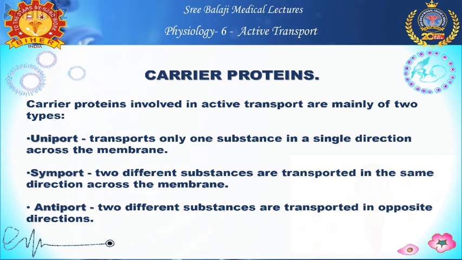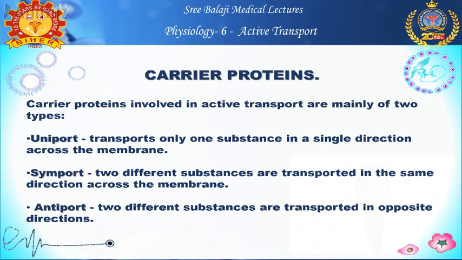First we'll see about uniport. What is uniport? The word uni means one. So uniport is a carrier protein that transports only one substance in a single direction across the membrane. It carries only one type of molecule in one direction, that is why it is called uniport. For example, if a carrier protein transports only calcium ions from inside the cell to outside without transporting anything else along with it, this is called uniport. So remember, one substance, one direction.